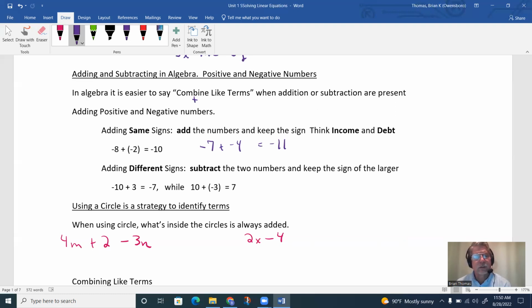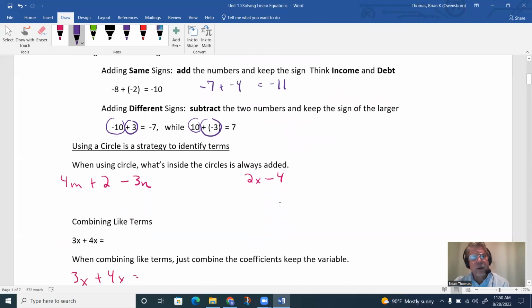Adding different signs, basically what we do is we subtract the two numbers and keep the sign of the larger number. So if I have a -10 and a 3, notice how the signs are different. So essentially what we're doing is subtracting the 10 and the 3, which gives us 7. And since it's more negative, it stays negative. Well, if I give you 10 plus -3, notice how it's more positive than it is negative. Therefore, the answer is going to be a +7. So when you subtract, you've got to pay attention to which sign is larger.